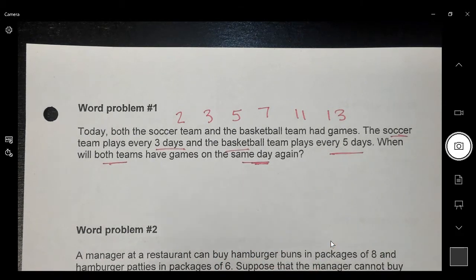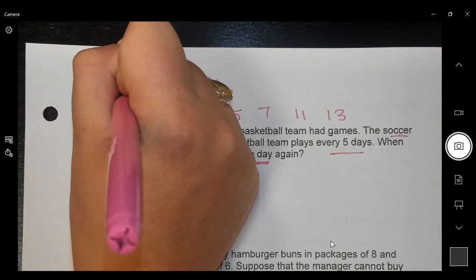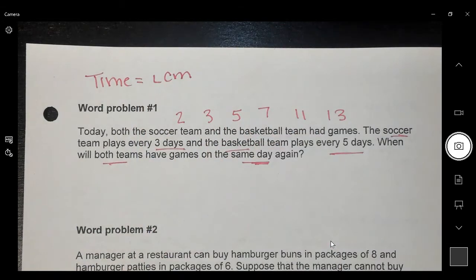Anytime we're talking about time in general, days, weeks, months, years, minutes, hours, seconds, anything like that, we're looking at LCM. And when looking at LCM, we're going to be using the slide. So make sure whatever I write, you write as well on your papers.